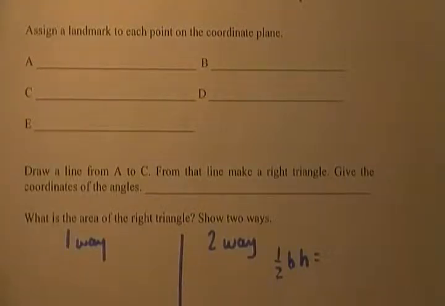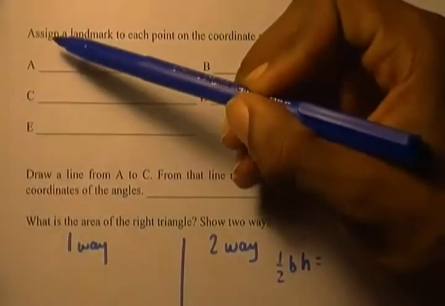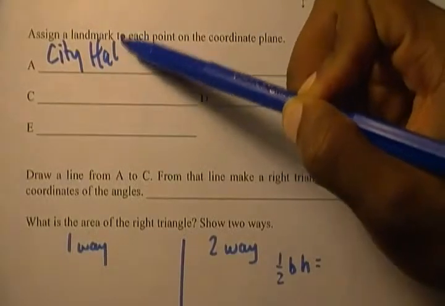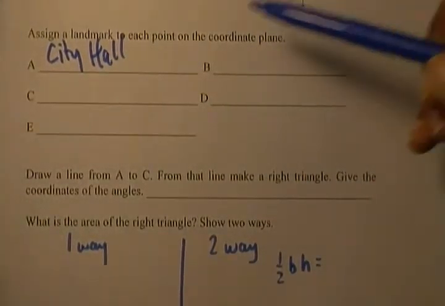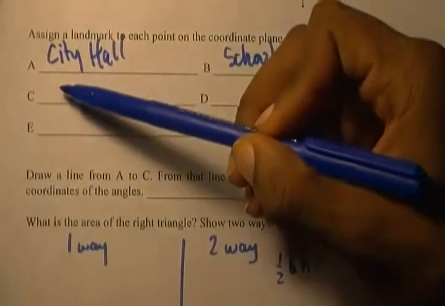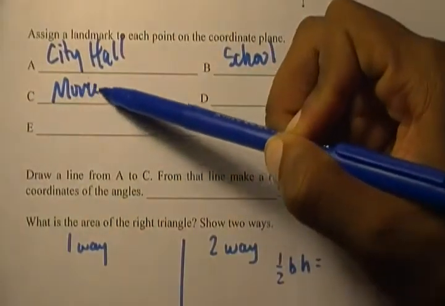So let's assign each point a landmark. Important places that are needed in a city. So for instance, you definitely need a city hall. That's where your government is. You definitely need a school. You need a movie theater.